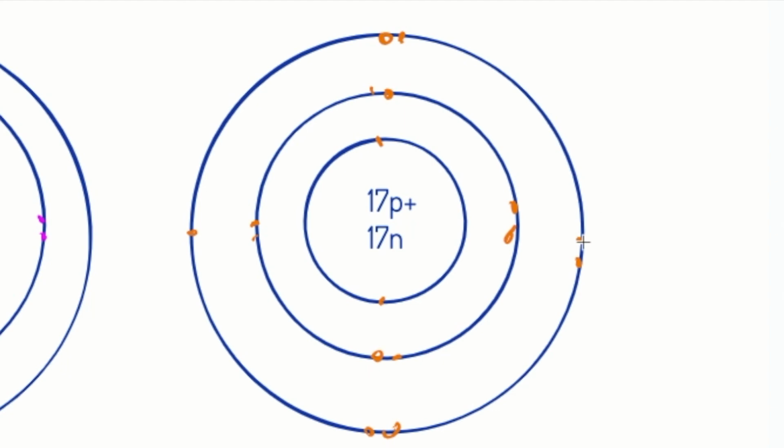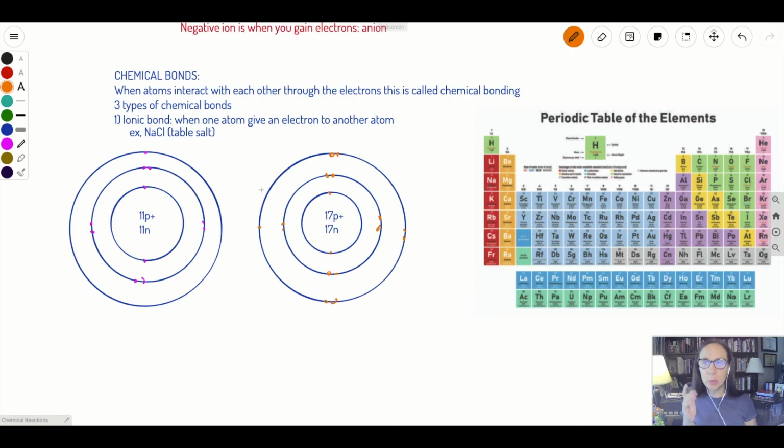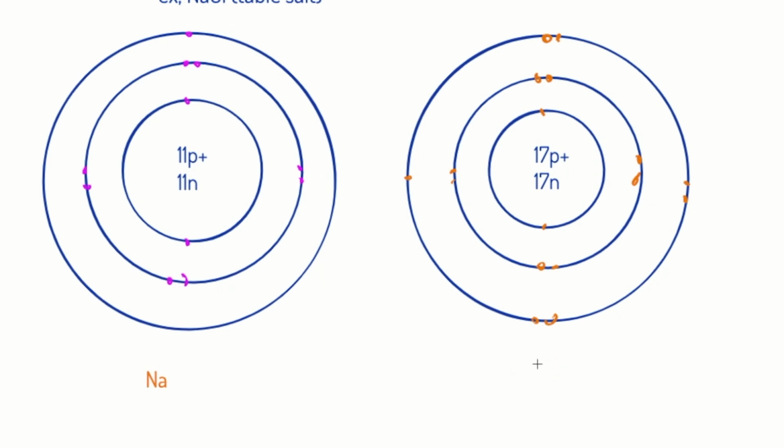So on the third shell, I have all the orbitals full except for this one, which is all by itself. This electron is all by itself. So what's going to happen is when you have sodium and chlorine come together, this electron is going to happily move over to chlorine. Okay, so this is sodium here. Let me label this so you can see. This is sodium. This is chlorine.